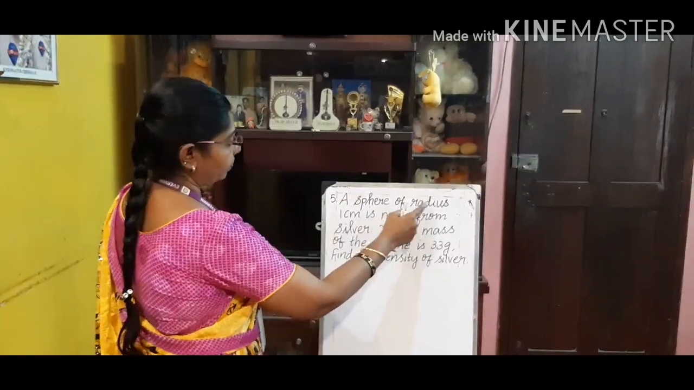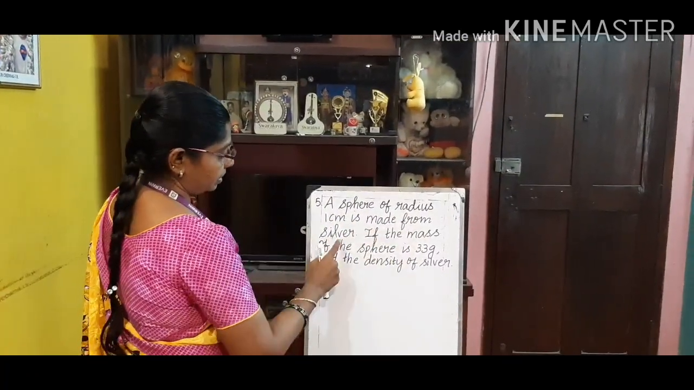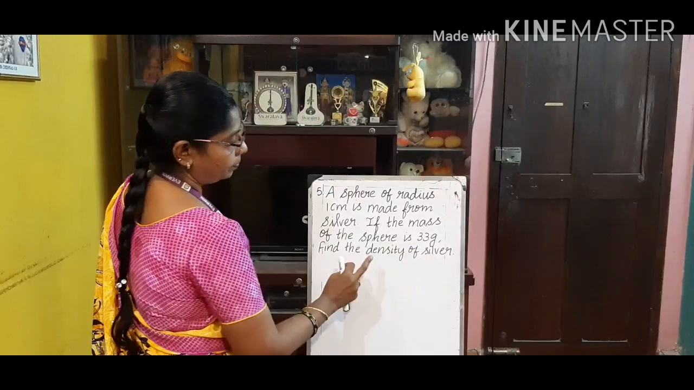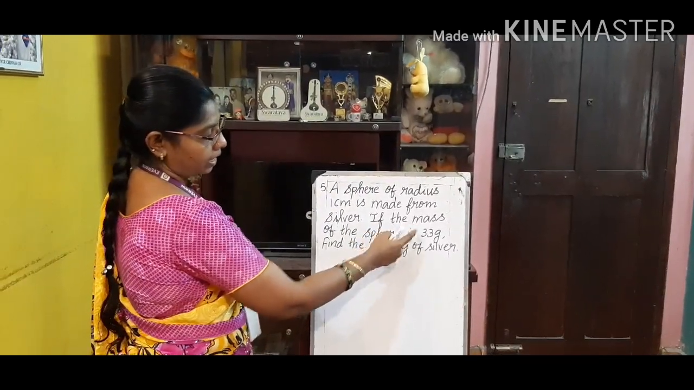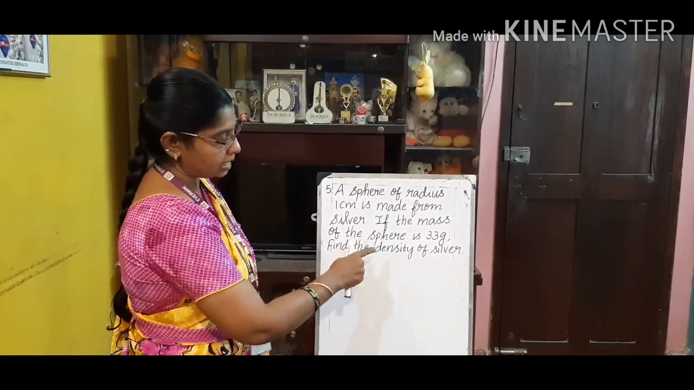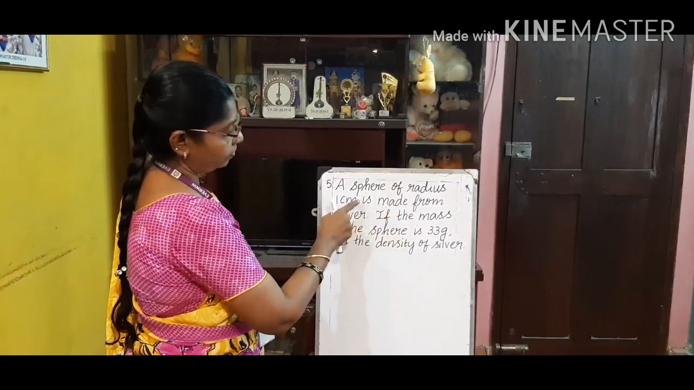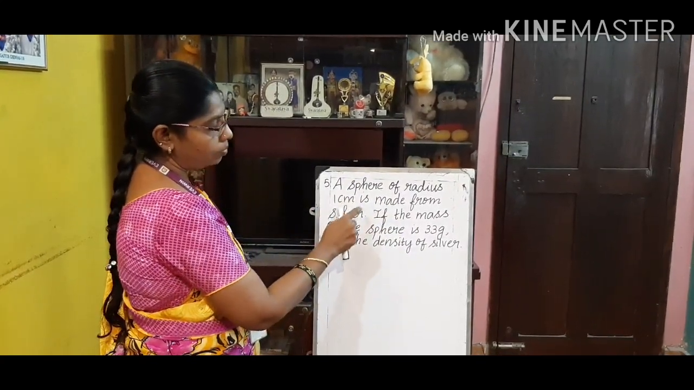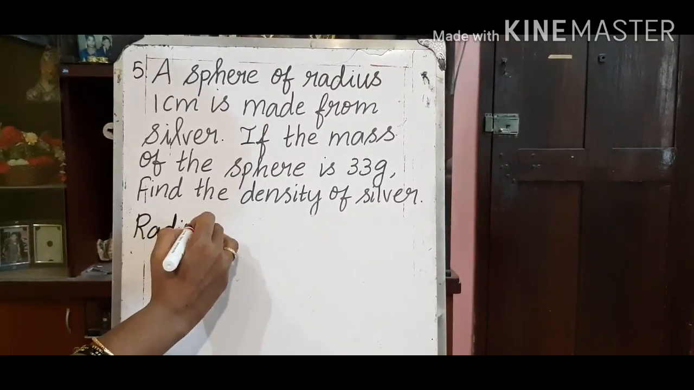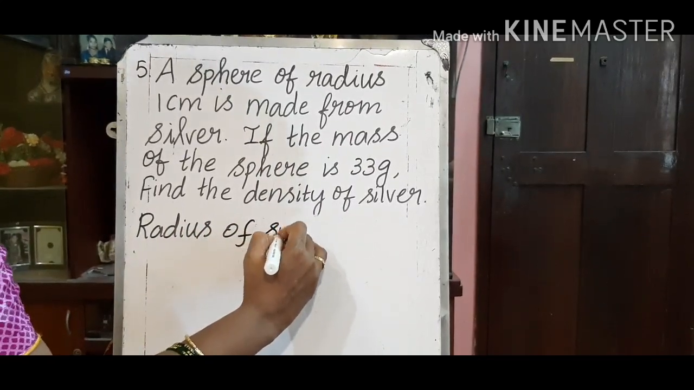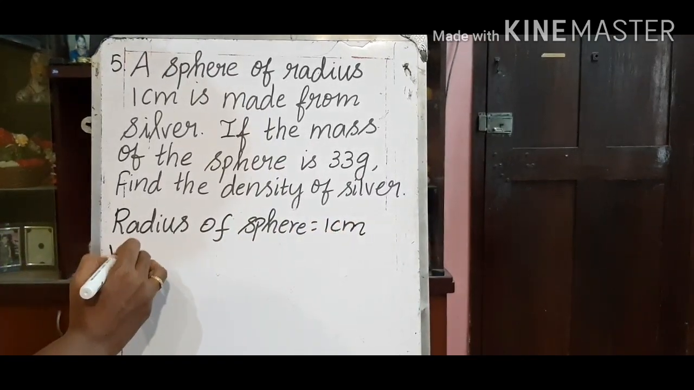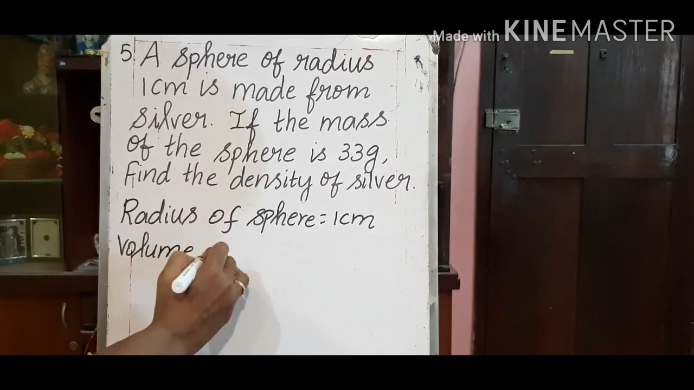Fifth one, a sphere of radius 1 centimeter is made from silver. If the mass of the sphere is 33 gram, find the density of silver. So here they are given only the mass value. We should find the volume to find out density. Because density formula is mass by volume. So before that we should find, using this we should find volume of the sphere. Radius of sphere is equal to 1 centimeter.